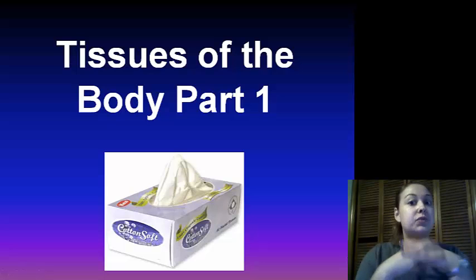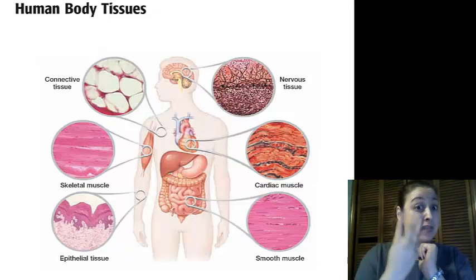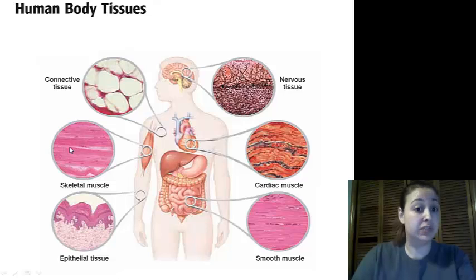Today is the tissues of the body, part 1. We have 4 main types of tissues. We have our epithelial tissues, we have our muscle tissues, our connective tissues, and our nervous tissues.